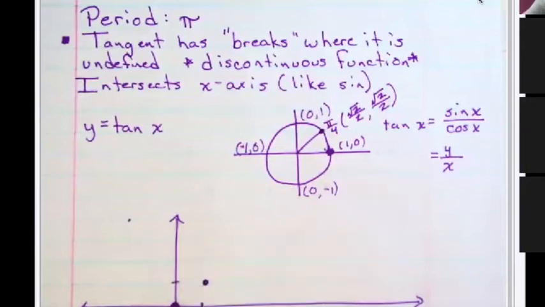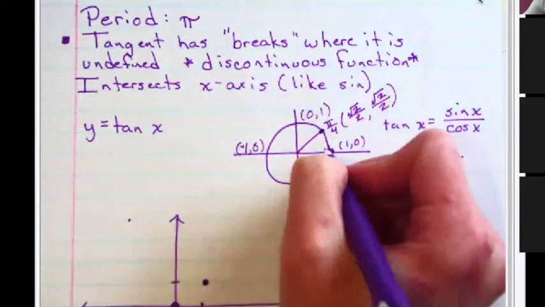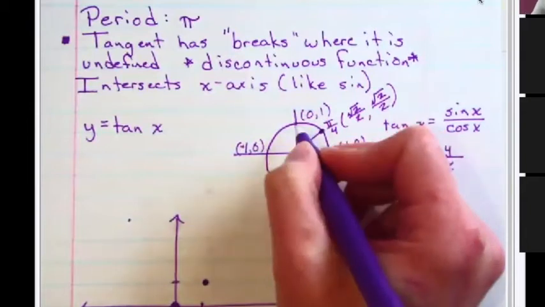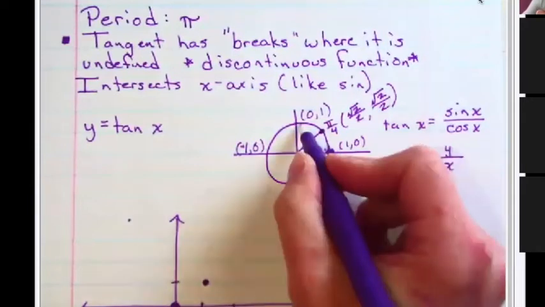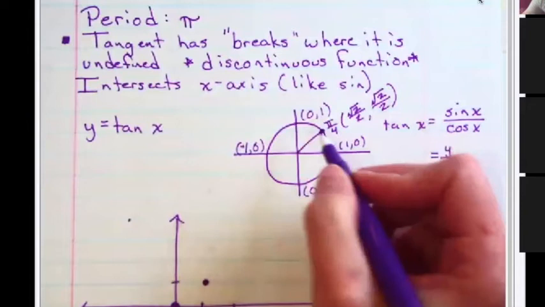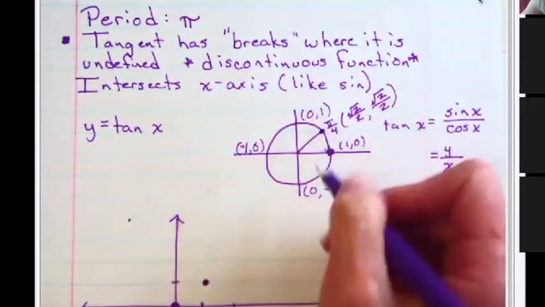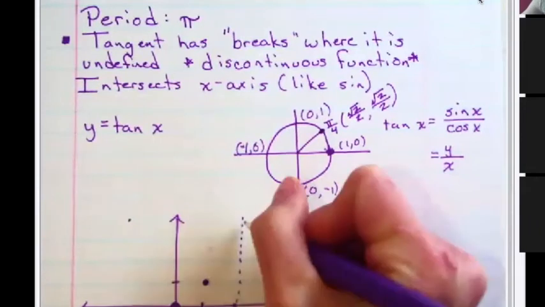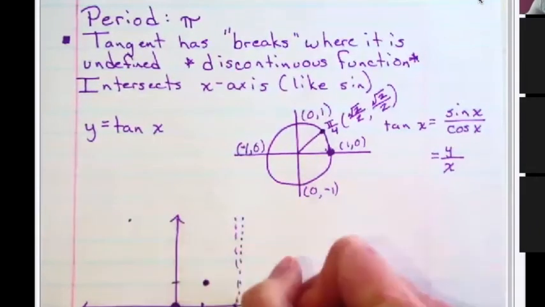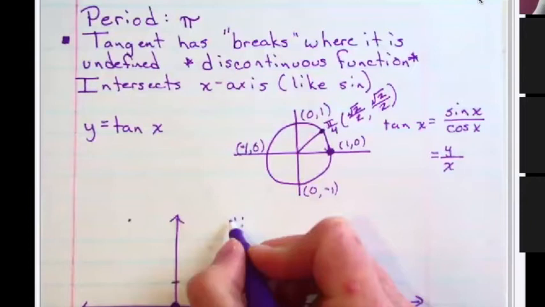Now what happens at 90 degrees? Well, 90 degrees, this is where that important thing happens. So pi over 2 is coming next. At pi over 2, if we do 1 over 0, that's an undefined value. So that's where my asymptote is going to be. See if we can draw that straight. So there's an asymptote.